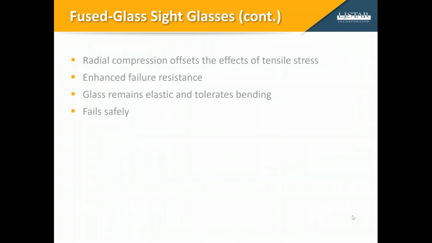Radial compression improves the performance of the glass because it offsets the effects of tensile stress. Under the strong compressive force, the glass, in effect, becomes elastic. The metal ring enhances failure resistance because mounting and sealing pressures are applied to it rather than the glass. Even when bending forces extend beyond the metal ring into the glass, the glass remains elastic and able to tolerate bending. Fused glass sight glasses won't shatter, even under extreme bending force. They can fail safely because they retain elasticity.